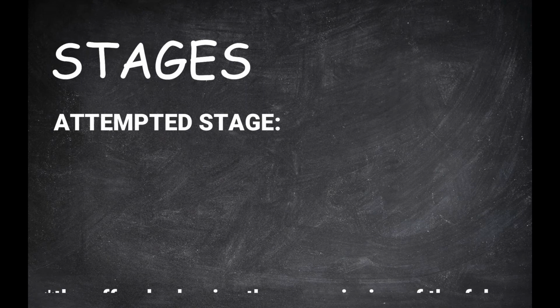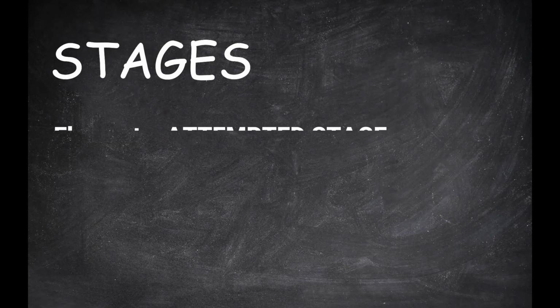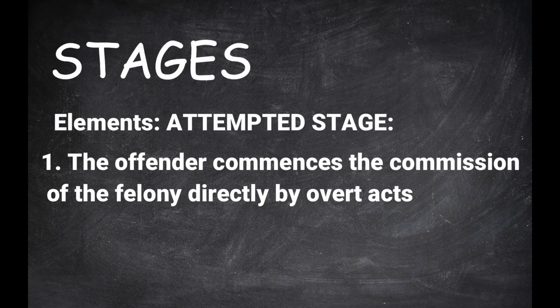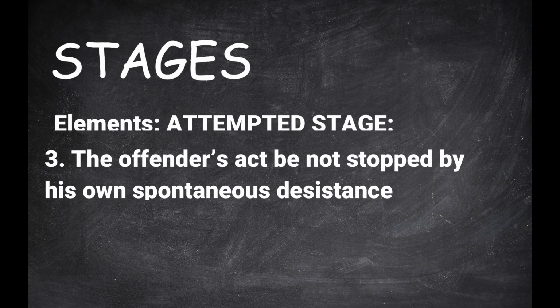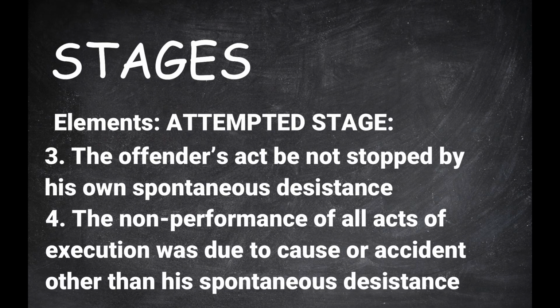Attempted stage. The offender begins the commission of the felony by direct overt acts, but does not perform all the acts of execution which should produce the felony as a consequence, by reason of some cause or accident other than his own spontaneous desistance. Essential elements of an attempted felony. 1. The offender commences the commission of the felony by direct overt acts. 2. He does not perform all the acts of execution which should produce the felony. 3. The offender's act is not stopped by his own spontaneous desistance. 4. The non-performance of all acts of execution was due to cause or accident other than his own spontaneous desistance.